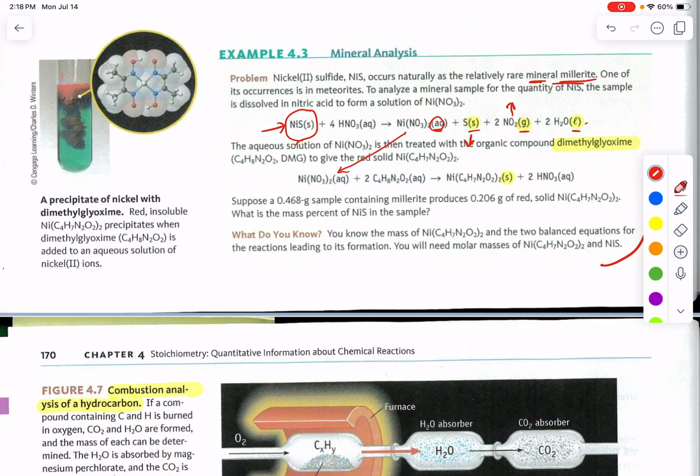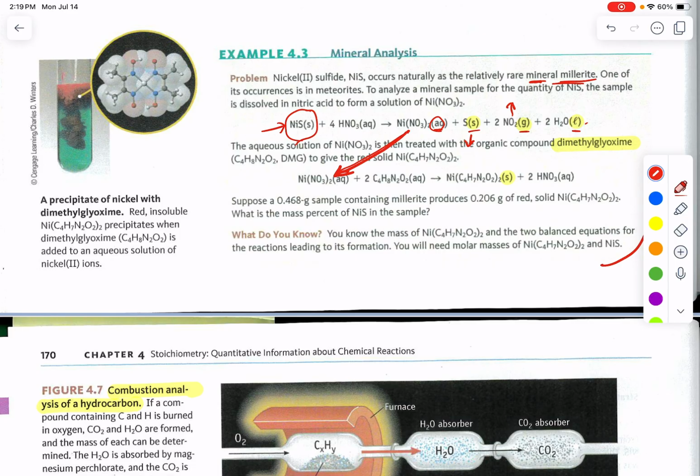Now, that water solution, which no longer has sulfur and nitrogen dioxide in it, that aqueous solution of nickel nitrate, now we come down here to the second equation, and we say, all right, we're going to chemically react this with dimethylglyoxime. And dimethylglyoxime is a ligand. It is a compound we'll discuss in a later chapter in the book. I think it's chapter 22.